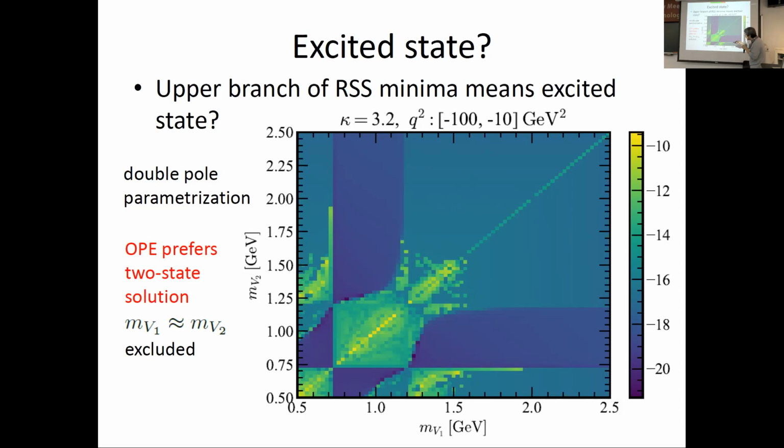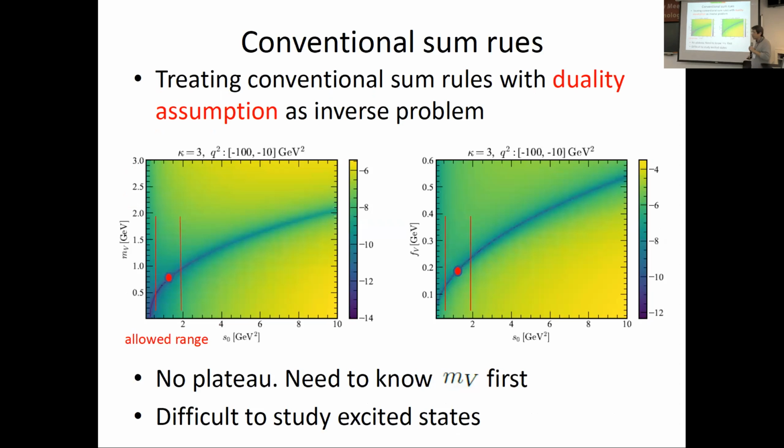One state is located around 0.75, quite close to 0.78 GeV, the ground state. Another mass here is 1.3, so it's very close to the first excited state, about 1.4. Yeah.